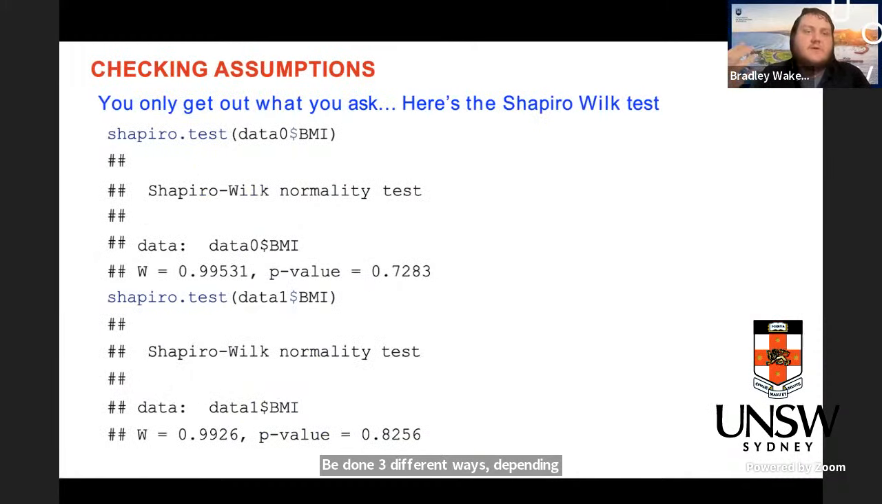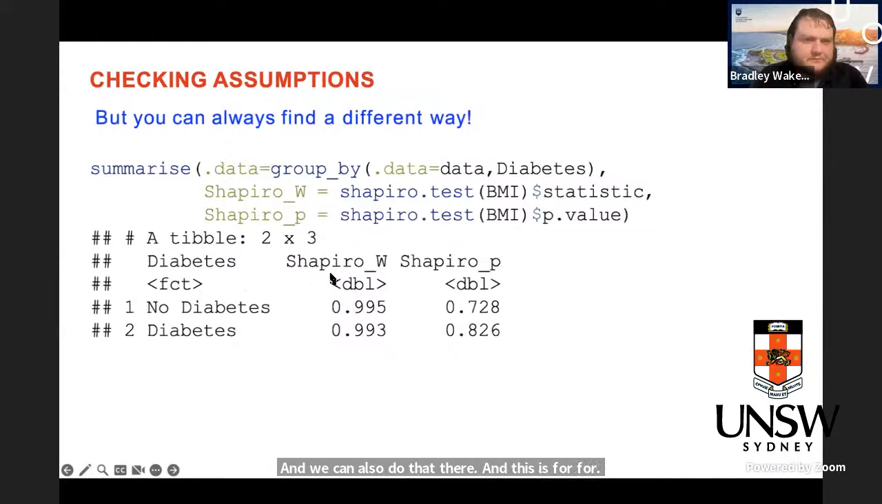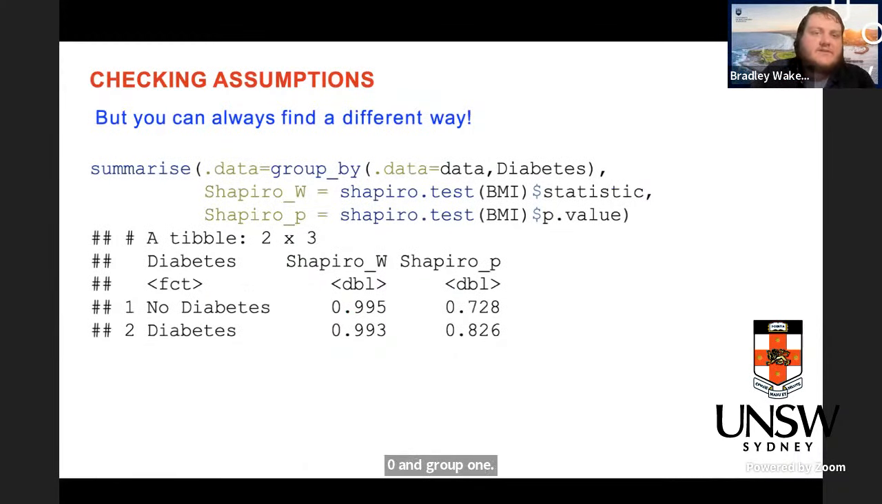For the Shapiro-Wilk test, very simply, we just specify the data set and the column. And we can also do that there, and this is for group 0 and group 1. And of course, we can always do it in tidyverse as well.